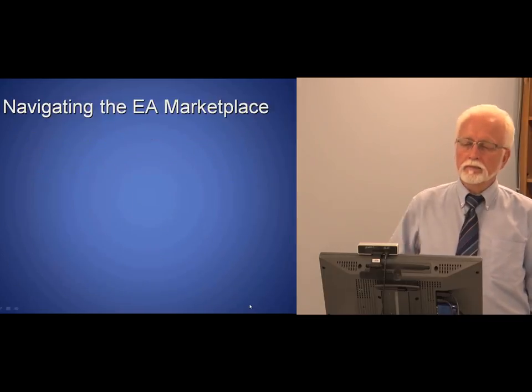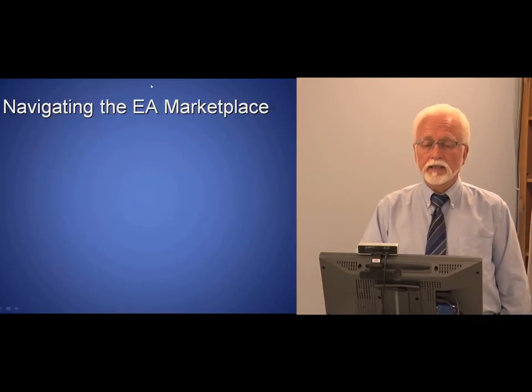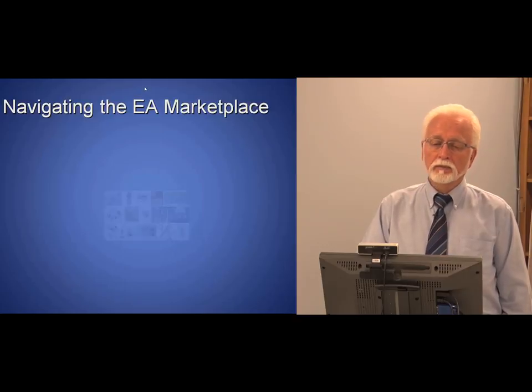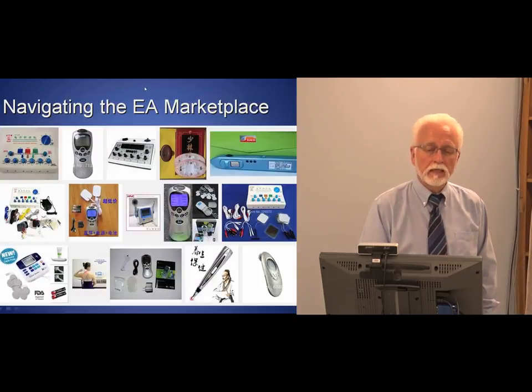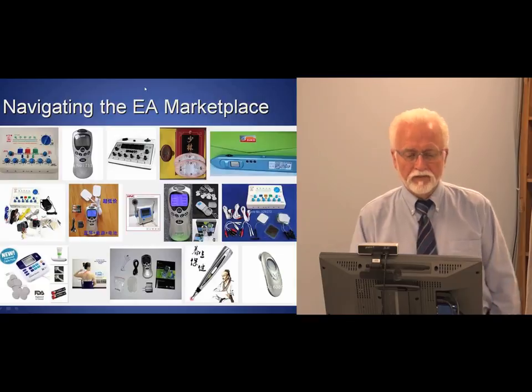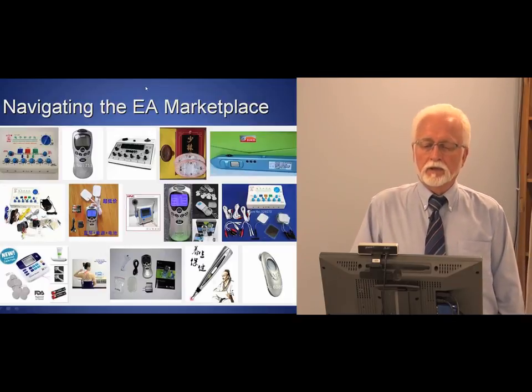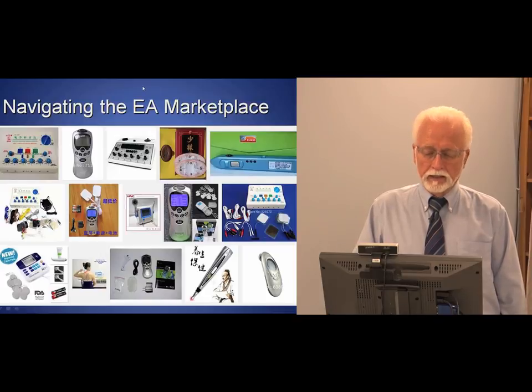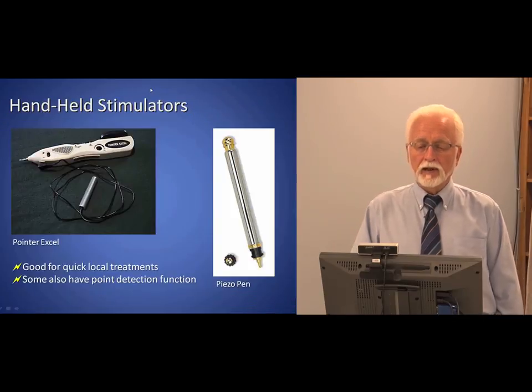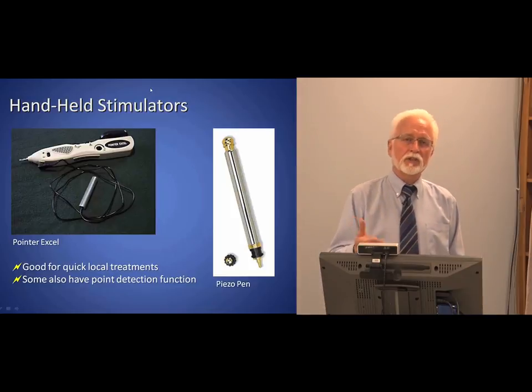Let's talk about the devices that are out on the EA marketplace, the electroacupuncture marketplace. If you go online and you start looking, you're going to find all kinds of things. Cheap, expensive, made in places you've never heard of, made in the good old USA, made in Europe, Japan, China, everywhere. And you're going to see a lot of devices. So let's talk a little bit about how you navigate that and what's the range of things that are out there.